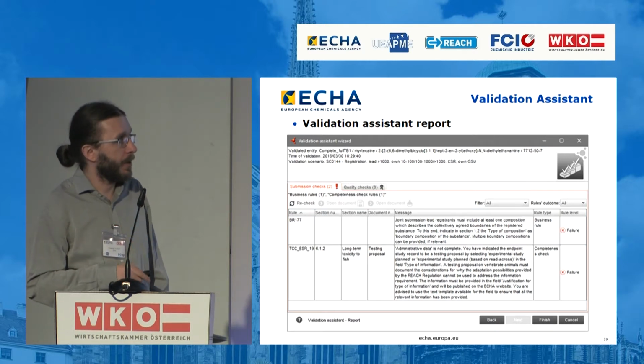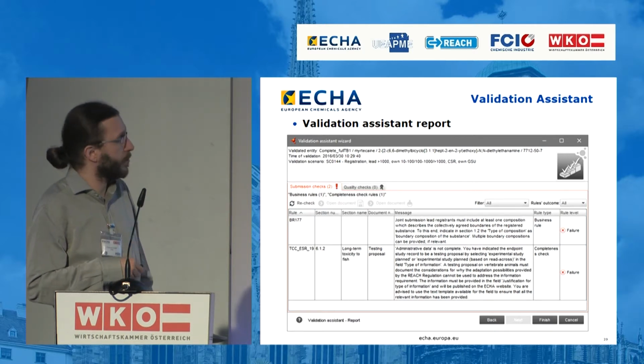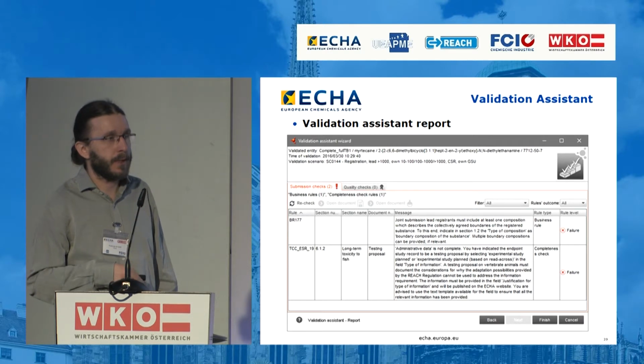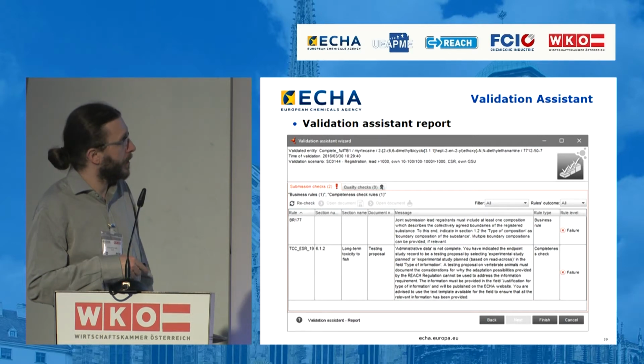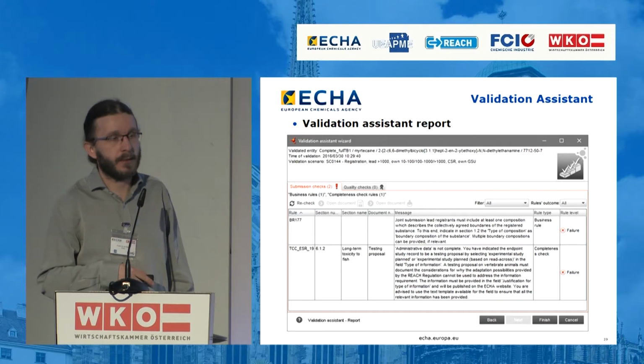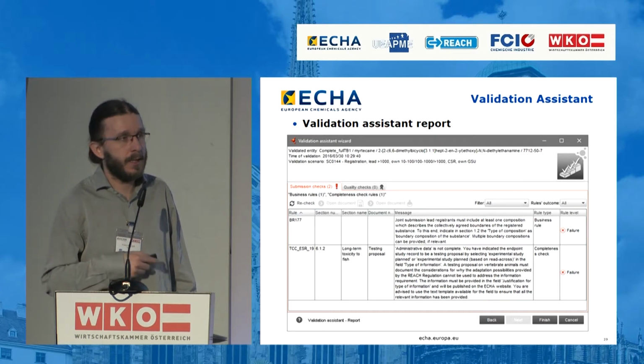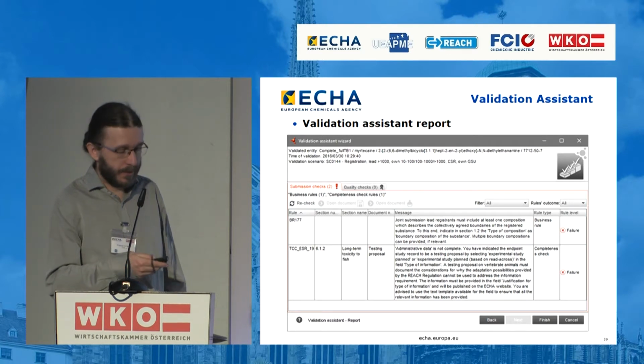We distinguish between two types of failures, business rules and technical completeness check. But in the end, the objective is to run the validation assistant and to have no failure in this tab. That would mean that when your dossier is submitted to ECHA, it will pass these steps.